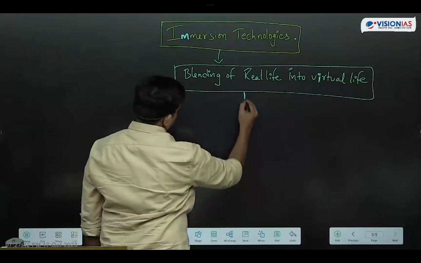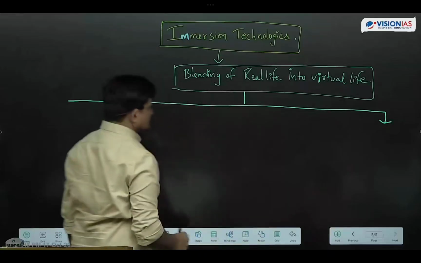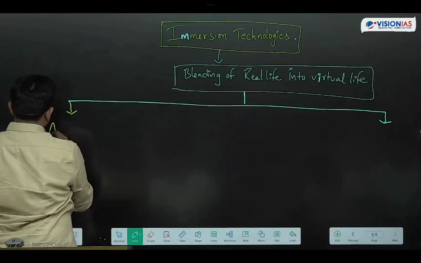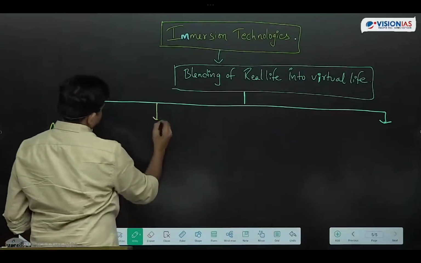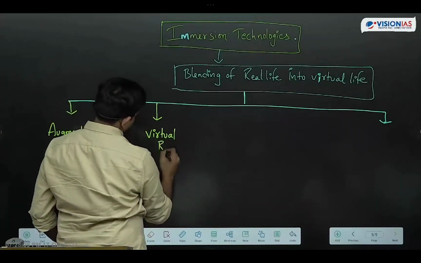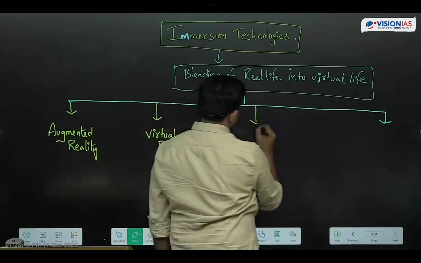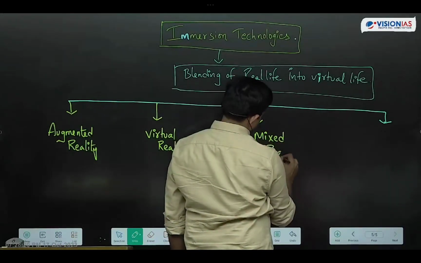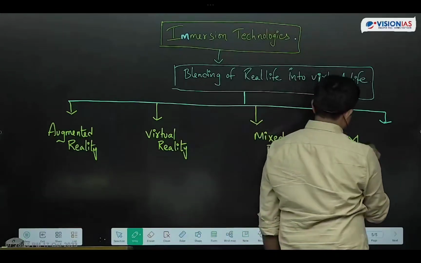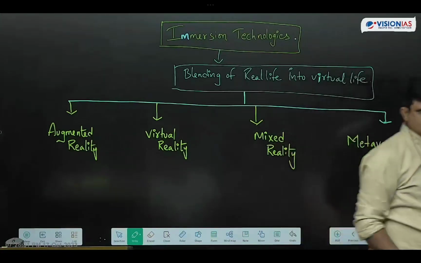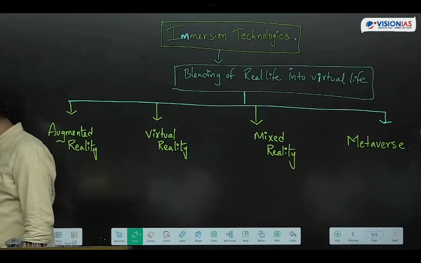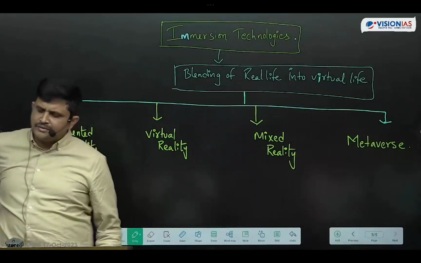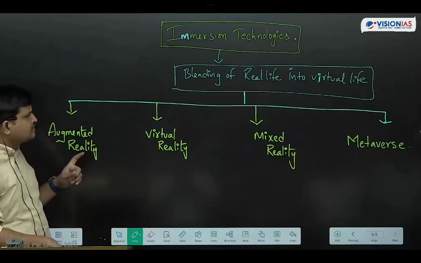And these immersion technologies are categorized into the following types. What are those types? One is augmented reality. Next one is virtual reality. Next one is mixed reality. Next one is metaverse. That is what regarding immersion technology, students. So, blending of real life into virtual life.